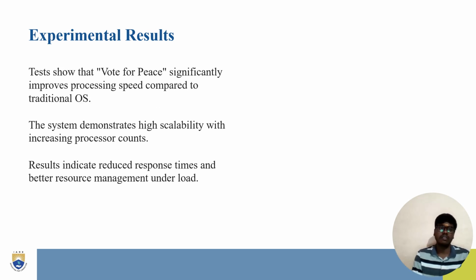Experimental results. Here, tests show that the system significantly improves processing speed compared to a traditional operating system. The system demonstrates high scalability with increasing processor counts, and the results also indicate reduced response times and better resource management under user load. Here we can see the results indicating reduced response time and also better resource management under load, which is essential compared to a traditional operating system.